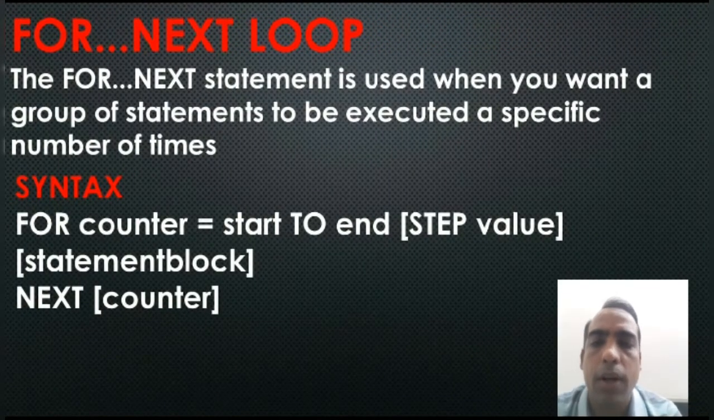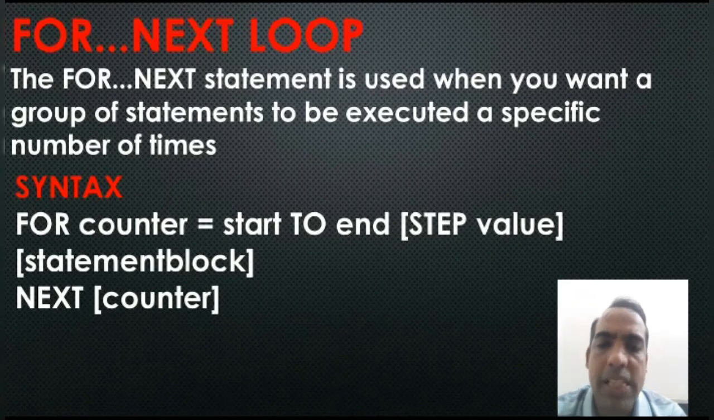For next loop. The for next statement is used when you want a group of statements to be executed a specific number of times. Now you can see the syntax of for next loop. First we have to write for, then counter equals to start to end value, then step value. Here step value is optional. Then a statement block which we want to repeat multiple times. Then next counter. I will explain these terms one by one.